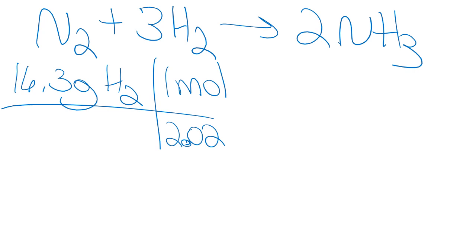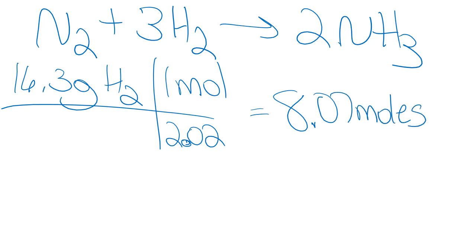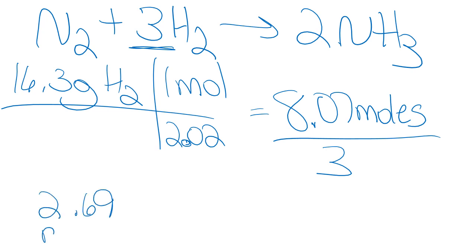But here, 16.3 grams divided by 2.02 is 8.07 moles. And we're dividing by the front number because we use 3 moles of hydrogen for every one reaction. So I'm going to divide that by 3, and I get 2.69 essentially reactions, or 2.69 NH3s can form. So we take the lower of the two, and that is the limiting reagent. Here it was 2.69 can form.